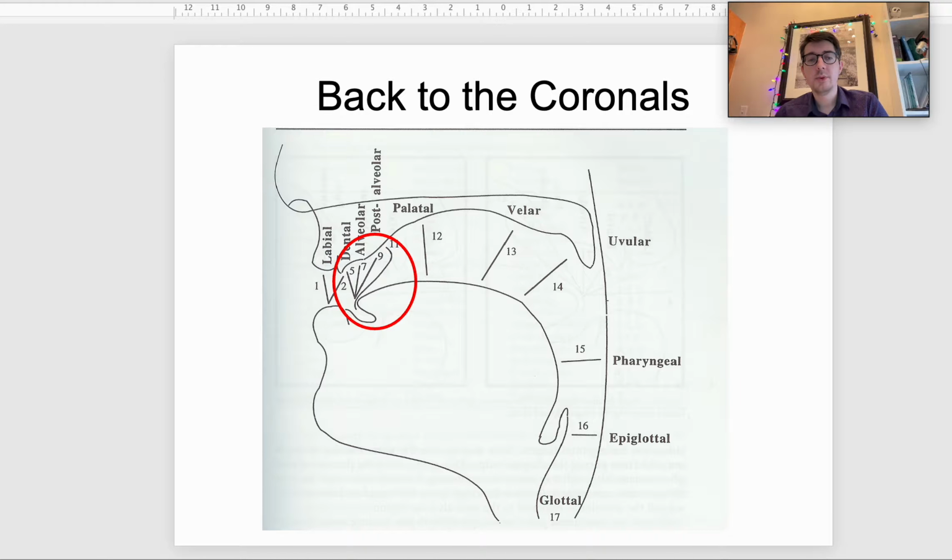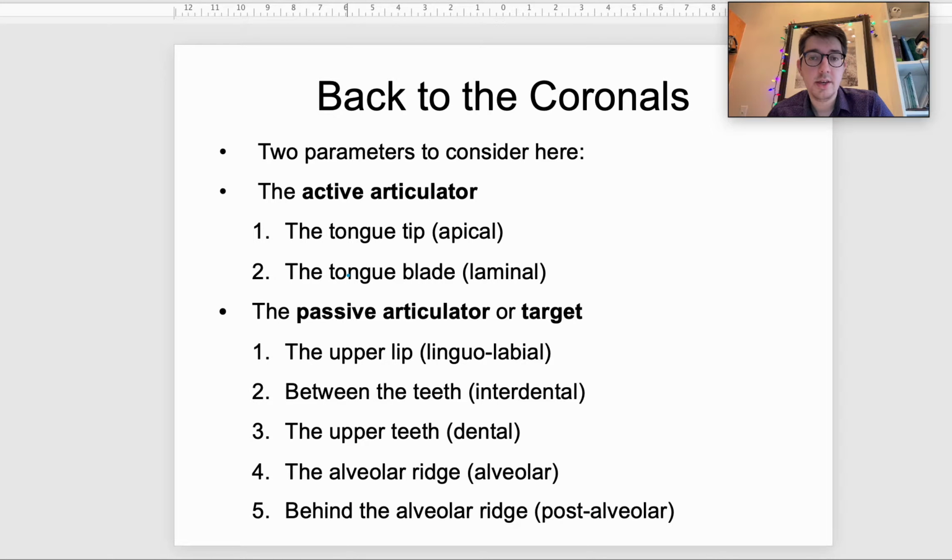Okay, now I would like us to move to coronals. And coronals are interesting because coronals include dental, alveolar, and post-alveolar sounds. We need to consider two parameters here. First parameter is the active articulator. So, as I said, coronals include the tongue tip, which is known as apical.